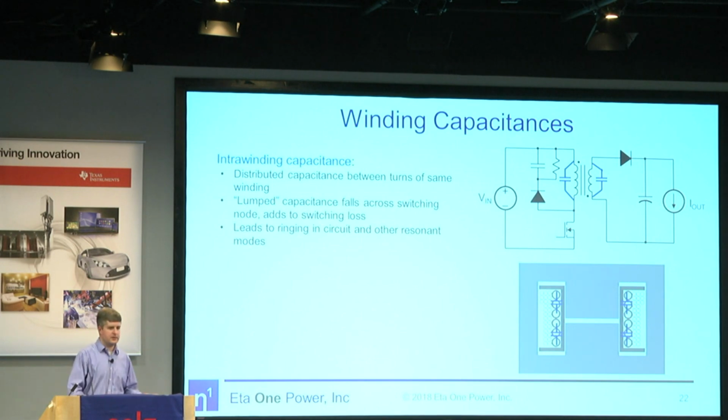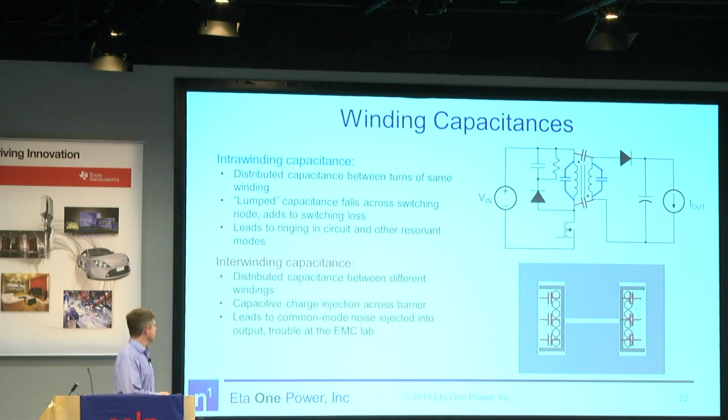Okay, capacitances. There are 2 major types of capacitances to consider. There's intra-winding capacitance, shown in blue here, between turns of the same winding. So they add a distributed capacitor in parallel with each winding. And this one, for example, connects the switch node to a DC or input node, and that will cause additional switching loss that maybe you didn't predict. It also adds some resonant modes that are detrimental and difficult to predict.